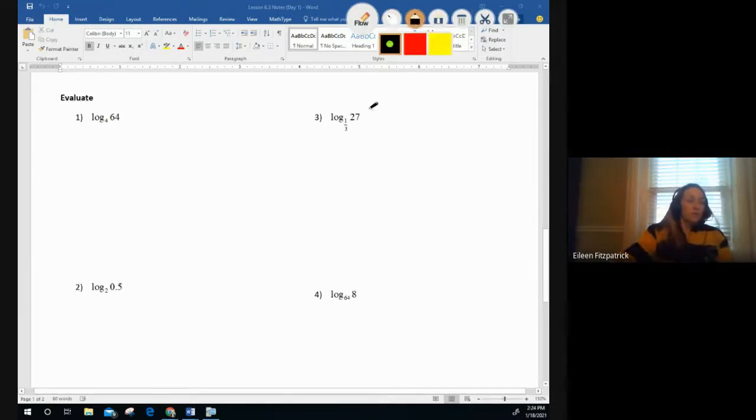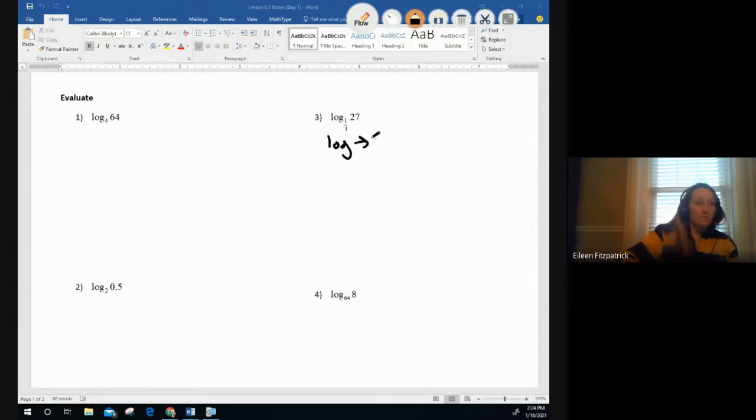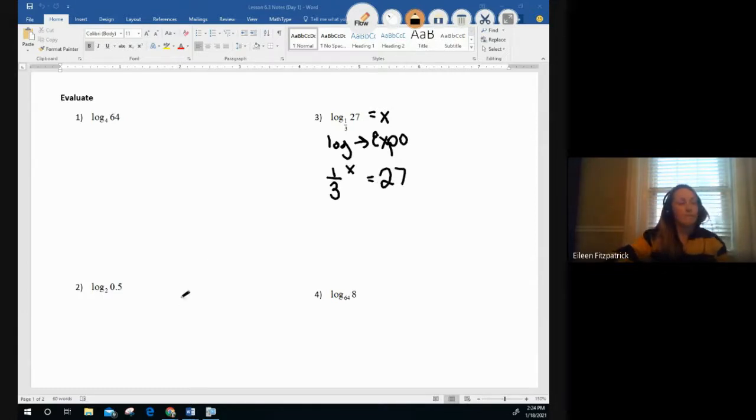Okay, so for number 3, I want to go from log form to expo form. Set it equal to a variable so that you can change forms. So it's going to be 1/3 raised to the x equals 27. Well, 3 and 27. I'm thinking to myself first, let's bring the 3 up. So it's going to be 3 to negative 1x, right?